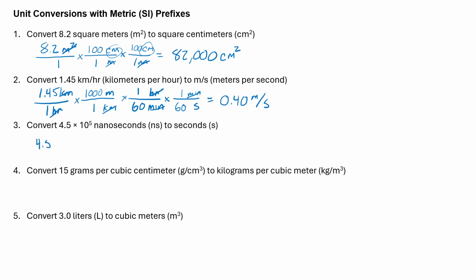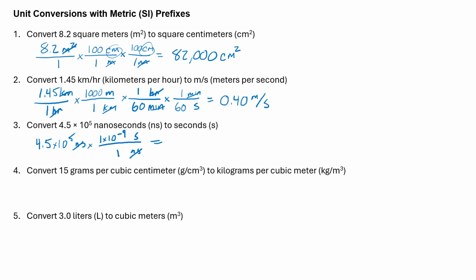So I've got 4.5 times 10 to the 5th nanoseconds, and so I'm going to want nanoseconds on the bottom and seconds up top. You could either say that 1 nanosecond is the same as 1 times 10 to the minus 9th seconds, or you can say that there are 1 times 10 to the 9th nanoseconds in 1 second. I'm going to do it where 1 nanosecond is the same thing as 1 times 10 to the minus 9th seconds.